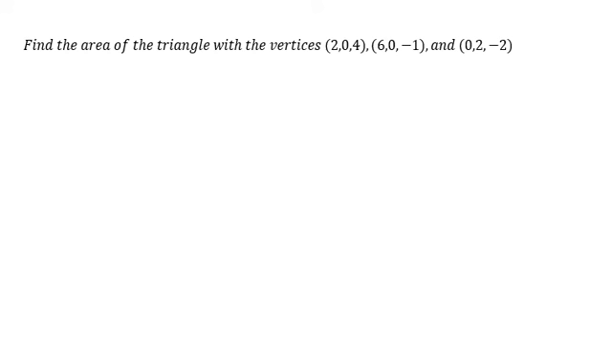Hello everybody, so today I will talk about geometry. The topic today is about finding the area of the triangle. We have three vertices: (2, 0, 4), (6, 0, -1), and (0, 2, -2). So we put capital A, B and C for each vertex. So we can put it like this.